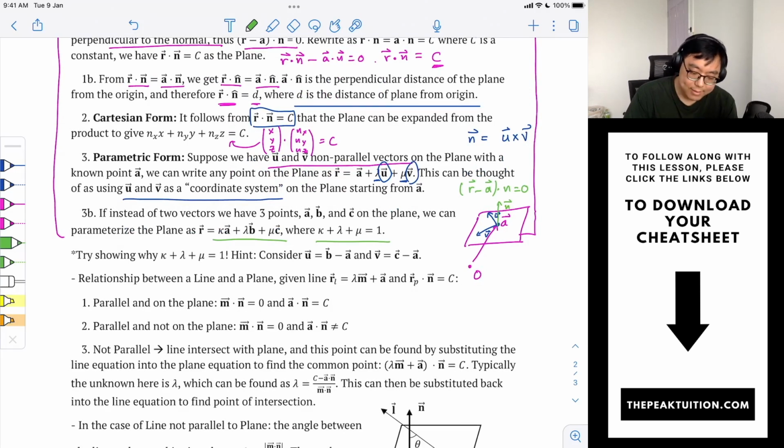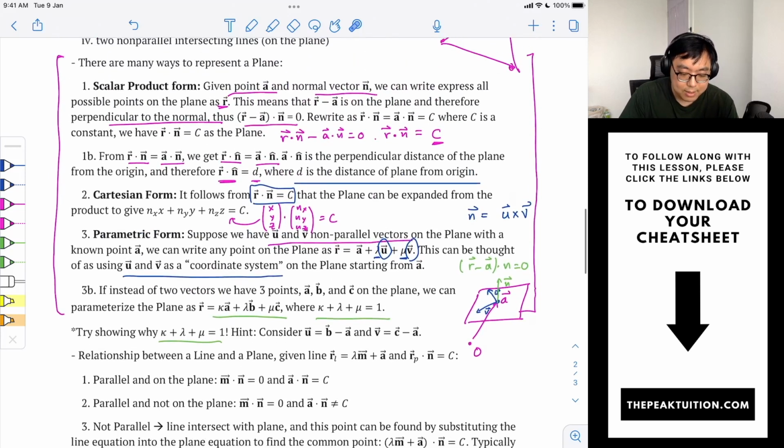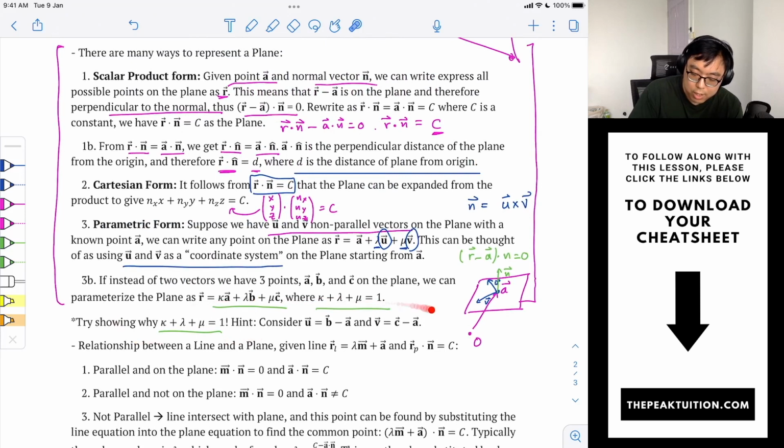As for why they add up to 1, I think this is a good chance for you to practice your algebraic manipulation. Use the previous form as a hint, and consider u and v as maybe b minus a and c minus a. Try and show why kappa plus lambda plus mu gives you 1. Basically these are the 3 ways to represent the plane. Oh, and in this process, when you try and show that they equal 1, you realize that using the 3 points, you will be able to convert to the other parametric form quite easily.